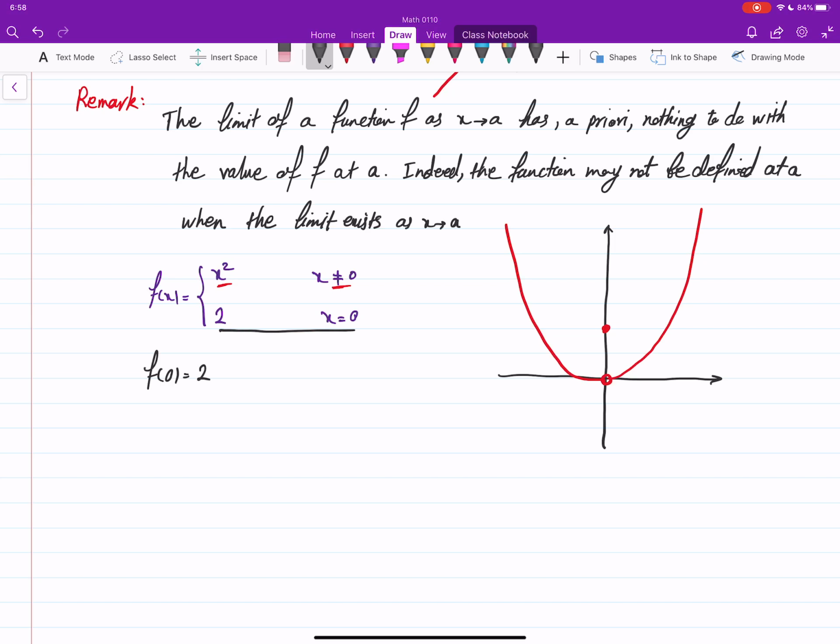However, when we get closer to 0, the function gets closer and closer to 0. And from the negative side, you see, these are the values of y getting closer and closer to 0. That means that the limit of the function as x goes to 0 is equal to 0. And you see this is obviously not equal to the value of the function at that point.